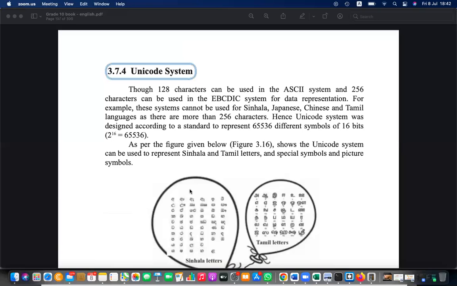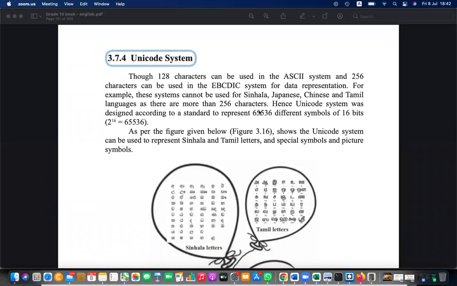Unicode supports multilingual text because it is multilanguage. ASCII and EBCDIC can also do this, but you need to change the keyboard layout, like a Sinhala keyboard or a Tamil keyboard, Bamini or Vijayasekara keyboard, and then only you can type those characters. But with Unicode you can type without changing the keyboard.